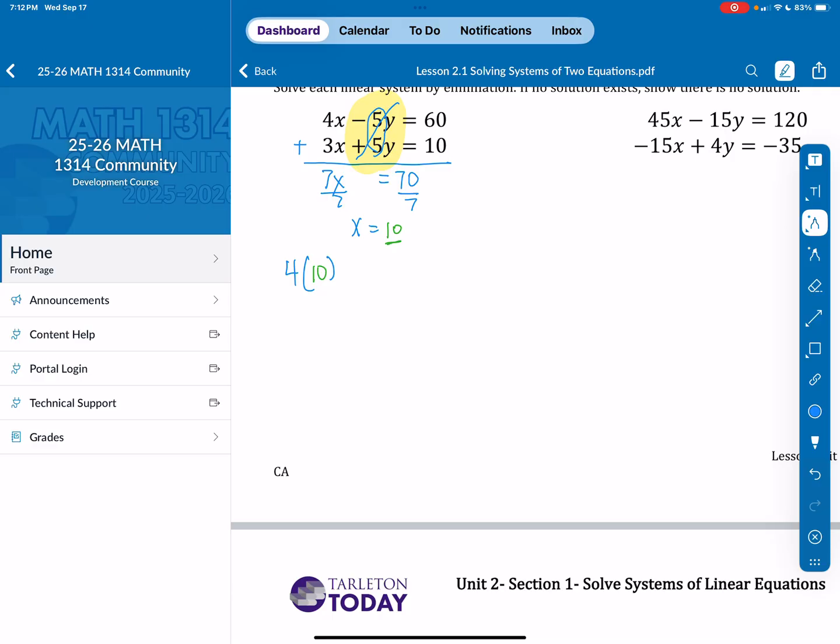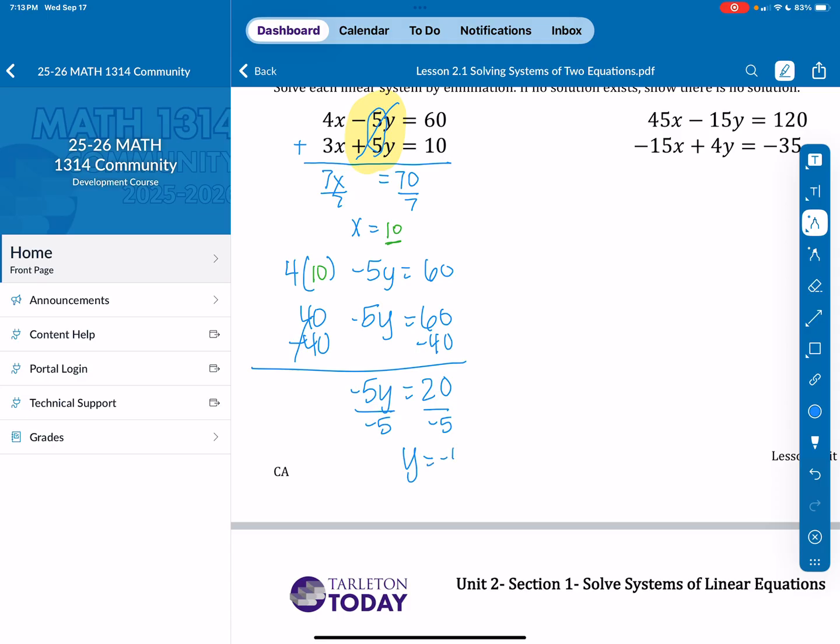So 4 times 10 minus 5y equals 60. 4 times 10 gives us my 40. Minus 5y equals 60. So I need to move my 40 to the other side. I'm going to subtract 40 from both sides, and I get that negative 5y equals 20. When I divide by negative 5, I find that y equals negative 4. Again, we're going to write it as an ordered pair. So I would have 10 comma negative 4 as my answer.